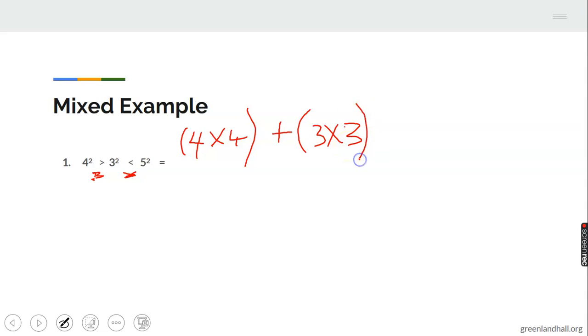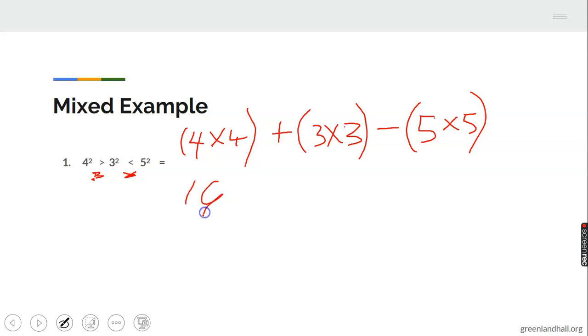I hope you are getting what I'm doing. 3 times 3. Okay, now we have the less than sign. The less than sign means what? That's minus. Okay, and then we have 5 raised to power 2. And that means what? 5 times 5. So let's see what we have. Tell me, 4 times 4 is what?